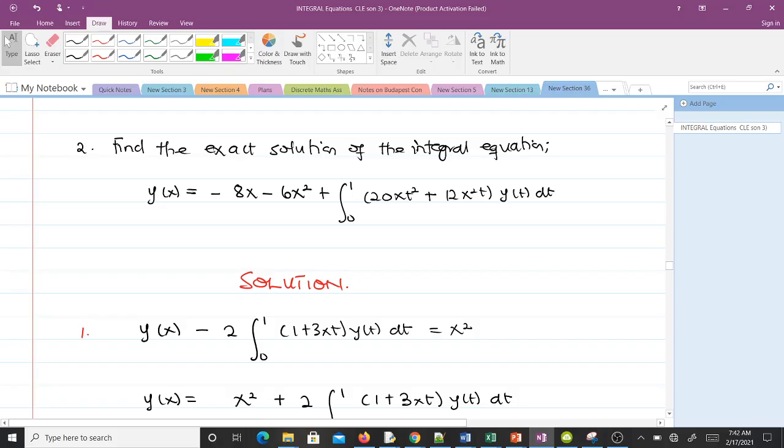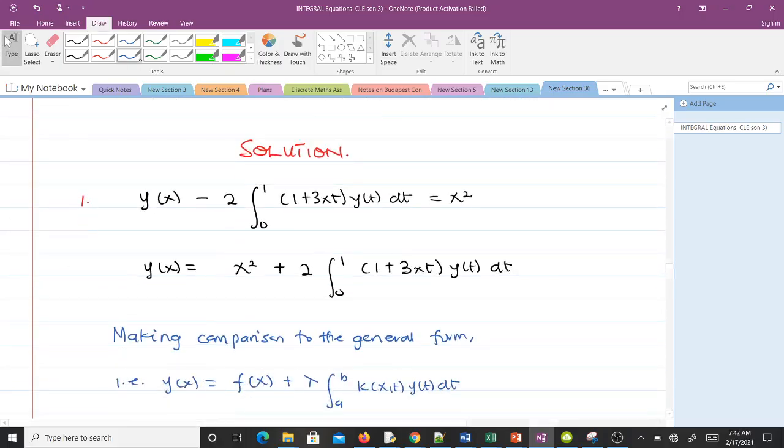So let's take the first question. Our integral equation was given to us in this form, but we would want to put it in the general, standard form that we know. In doing that, we have to take this term and send it to the right-hand side. That gives us y(x) = x² + 2∫ from 0 to 1 of (1 + 3xt) y(t) dt.